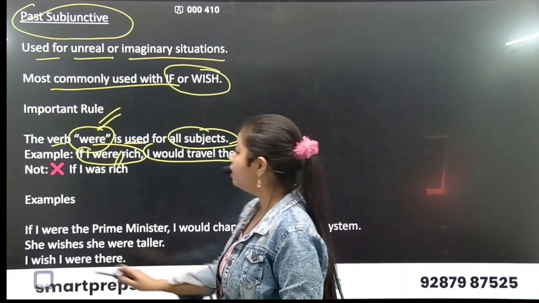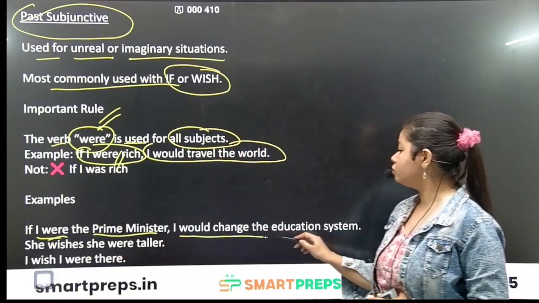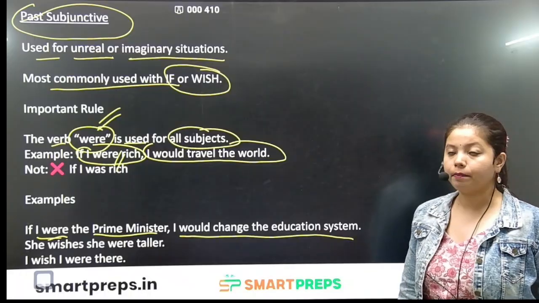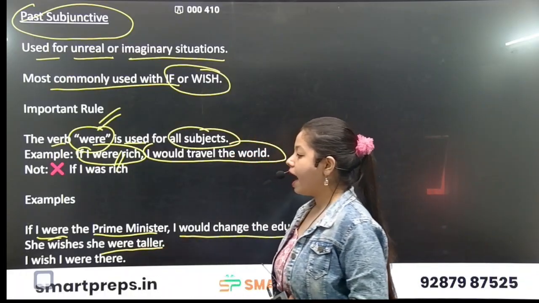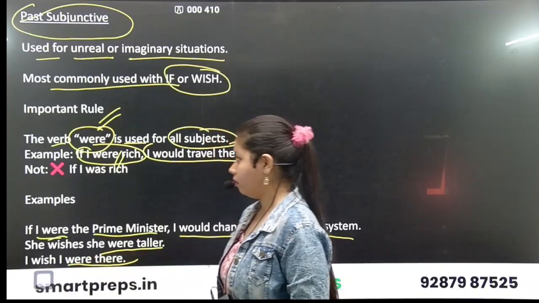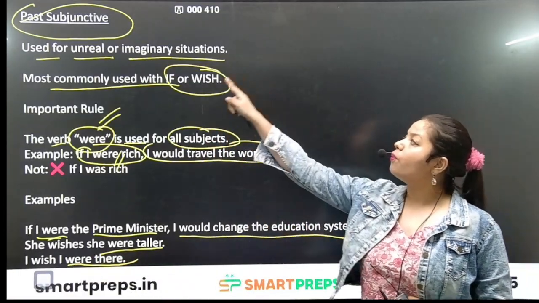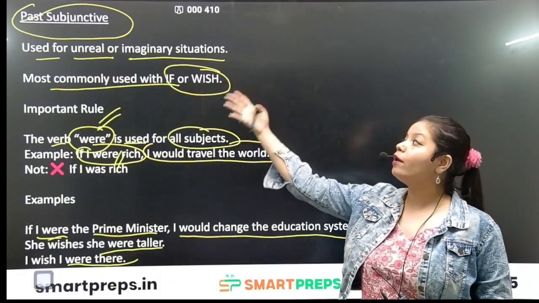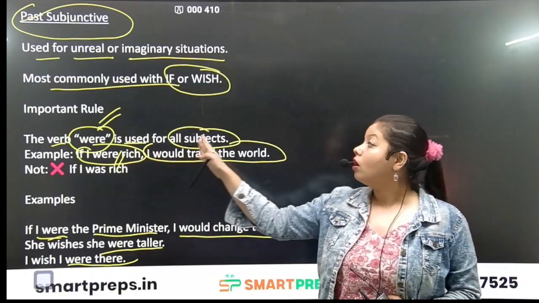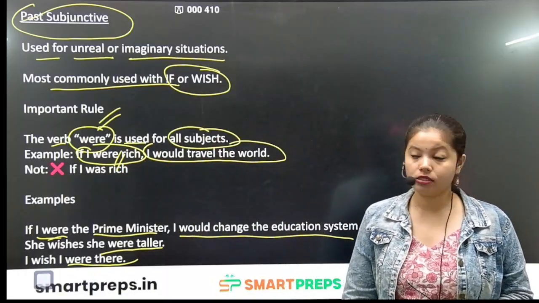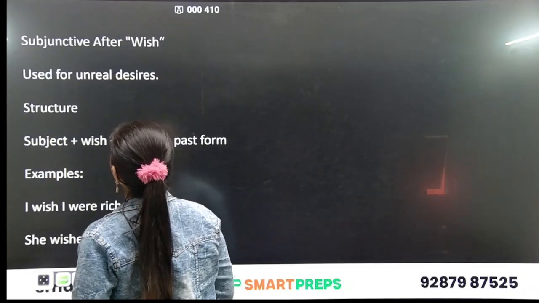For example, if I were the Prime Minister, I would change the education system. She wishes she were tall. I wish I were there. So in the past subjunctive also, with if or something that I wish for, I will always use were for all the subjects. This is all about the past subjunctive.